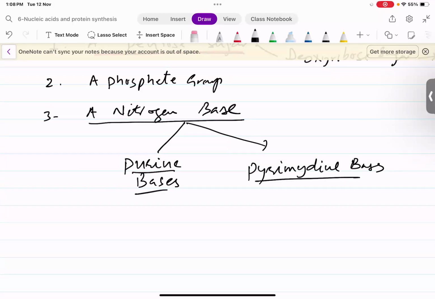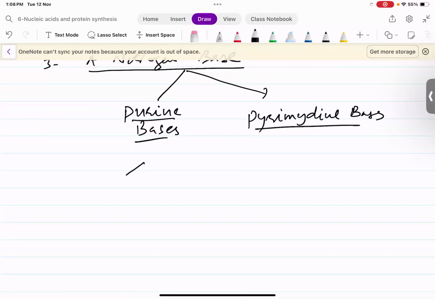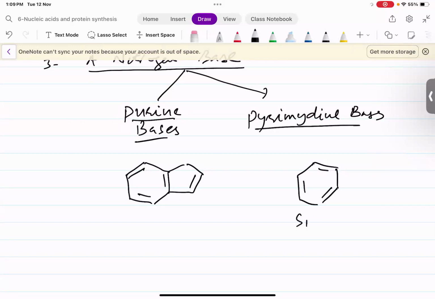What is the difference between purine bases and pyrimidine bases? Purine bases have a double ring structure. One is a hexagonal ring and the other is a pentagonal ring. So this is purine. And pyrimidines have a single ring structure, and they are hexagonal rings only. So purine bases are larger than the pyrimidine bases and they are heavier.